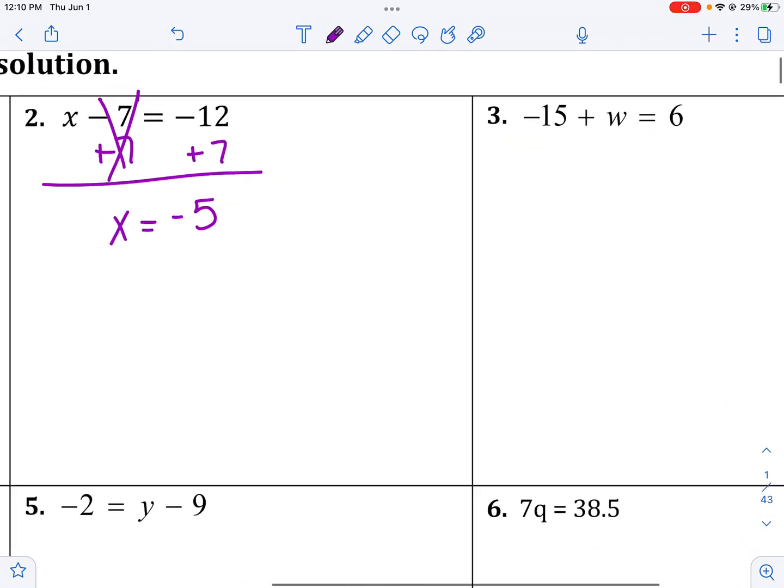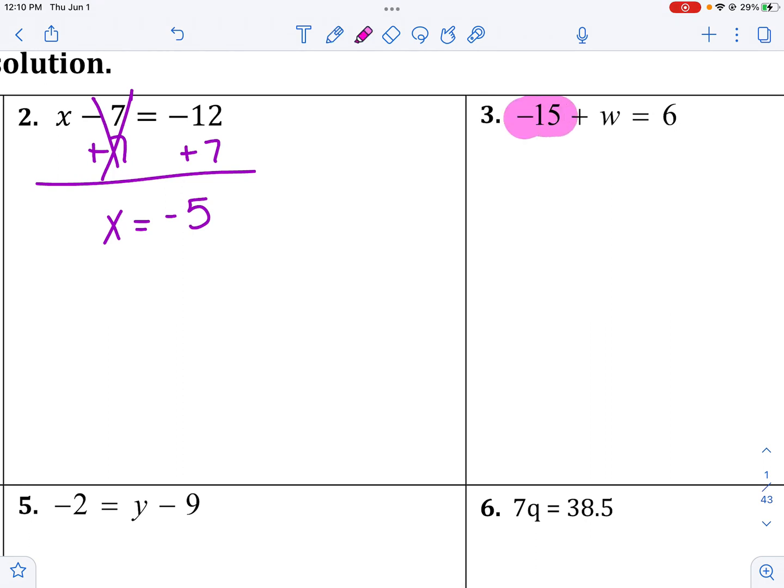And our last one here, a little bit more confusing, but it's the same process. Over here on the left side of the equation, I see my variable w, and I see a negative 15. So here I have a positive w, or a positive 1w, and a negative 15. And to get rid of that negative 15, it's still the same idea. I need to get rid of that by doing the opposite of a negative 15, finding its like term, doing the same thing to the other side of the equal sign. And now I have 1w, or w equals 21. So I have w equals 21.